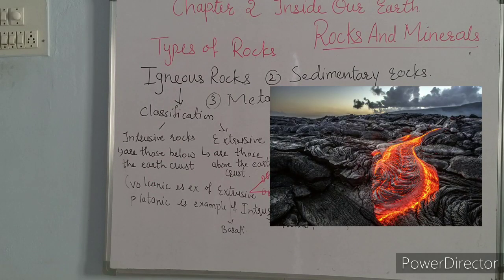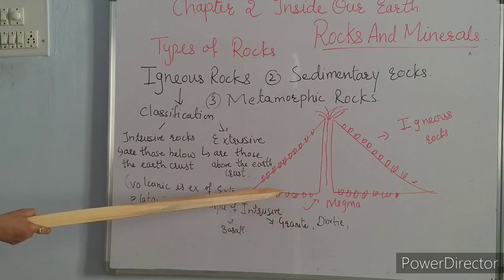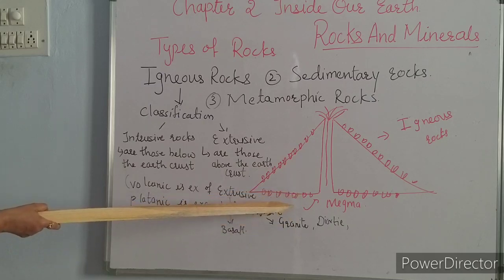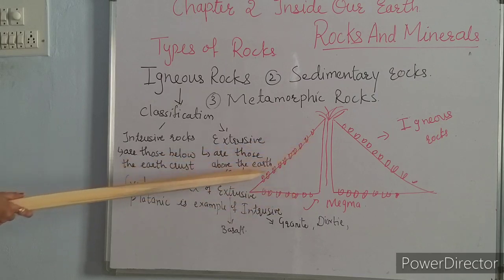Igneous rock is also called a primary rock, and it is classified into two parts, intrusive and extrusive. What is intrusive? Intrusive rocks are those below the earth's crust, whereas extrusive rocks are those above the earth's crust.